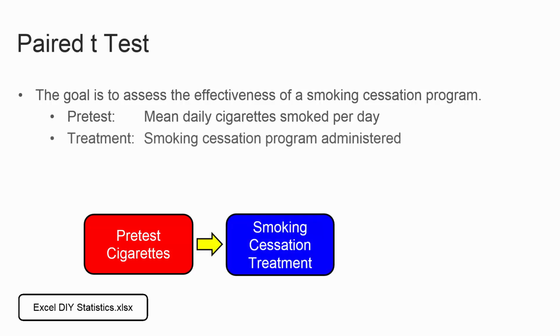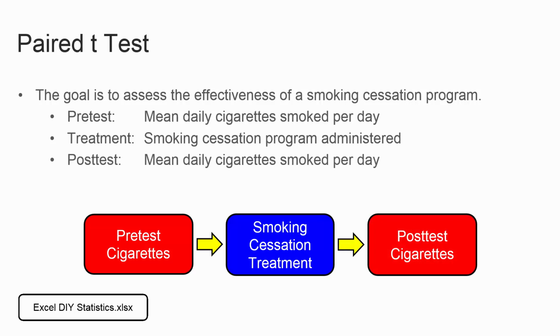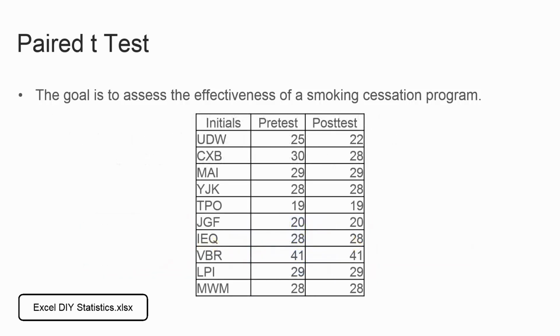Next, the researcher provides participants with the smoking cessation treatment. Finally, the participants again will record the total number of cigarettes smoked each day for a week. The researcher will calculate the mean number of cigarettes smoked per day and enter that as the posttest score. Notice that there's a pretest and a posttest score for each participant.